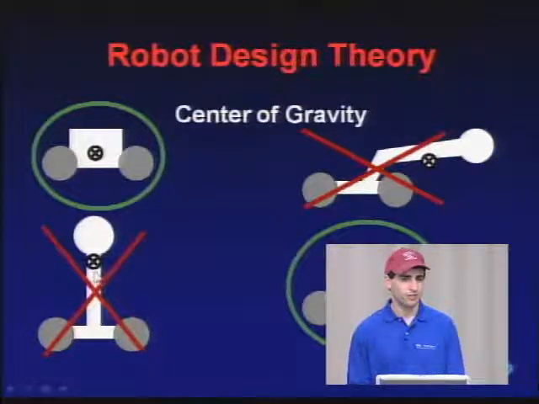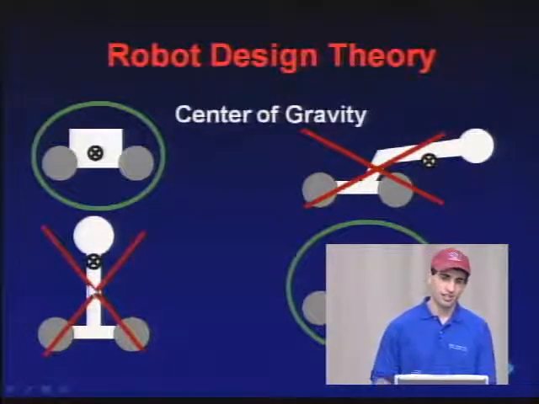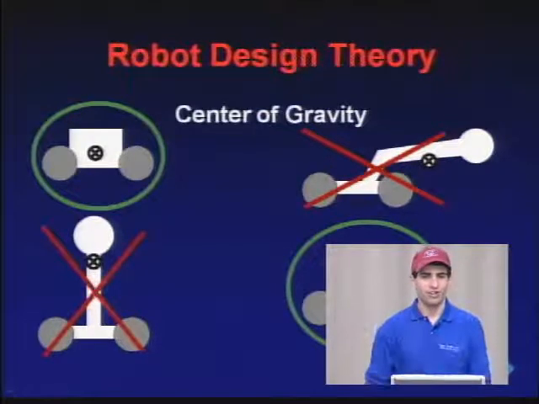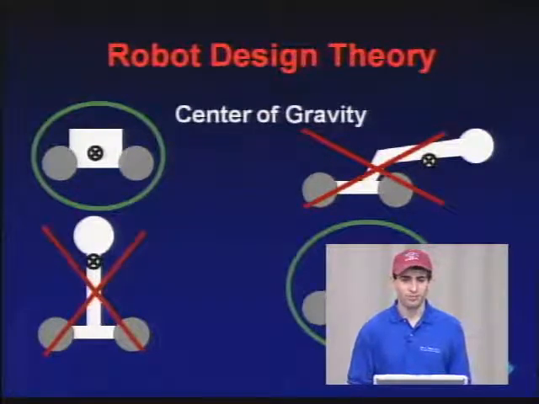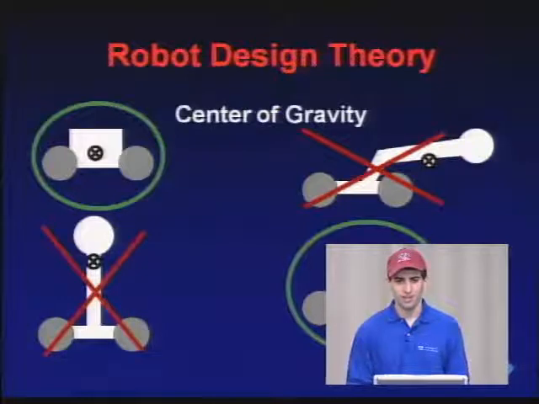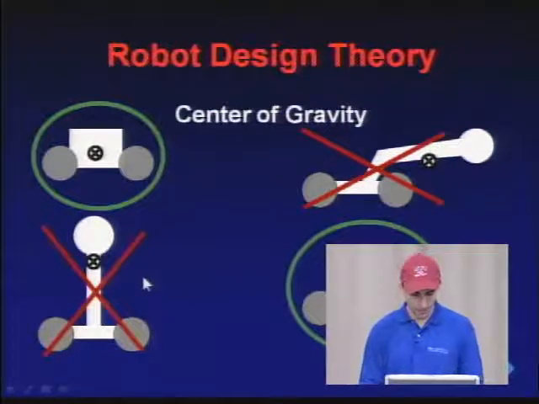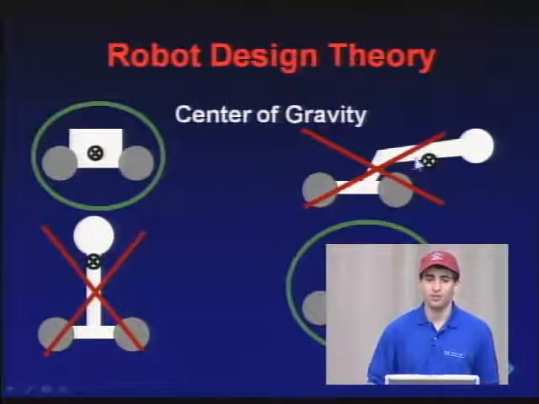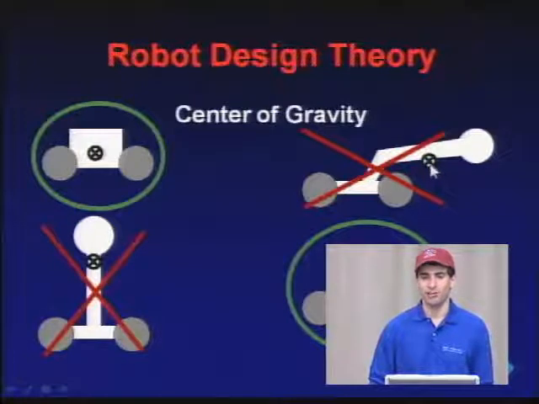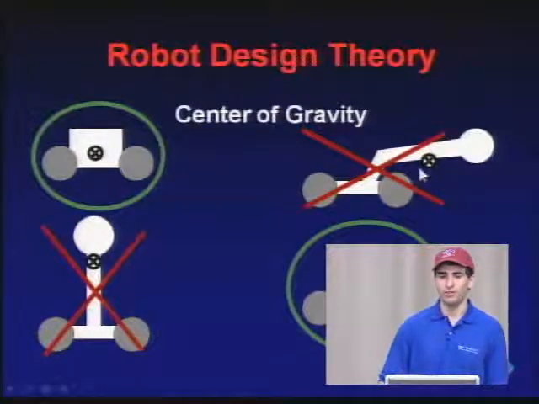So if this robot were to start to, say, go up an incline, as the robot were to tip backwards, what would actually happen is it would get to the point where the center of gravity would tip so much that it would actually be behind the back wheels and the whole robot would tip over. So basically, it would end up looking somewhat like this robot, where the center of gravity is not above the wheels, and this robot would just tip over as soon as you put it on the ground.